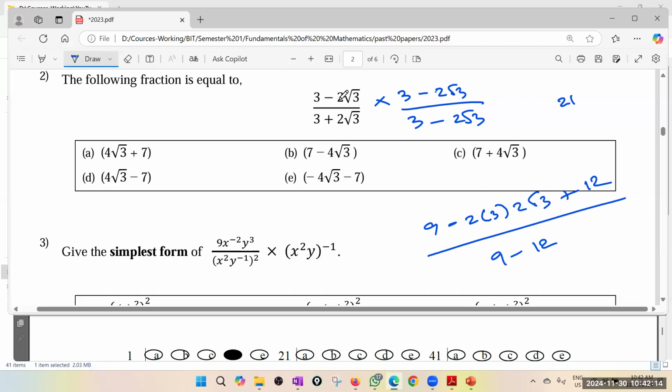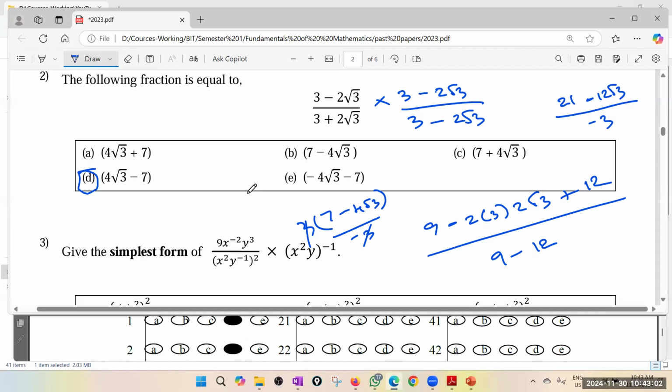2 times 2 times AB. 3 into 2 is 6, 6 into 2 is 12, 12 root 3. Right? Minus 12 root 3 divided by 9 minus 12 is minus 3. I can take 3 out. Then 7 minus 4 root 3. 7 minus 4 root 3, I take 3 out. That is 3 out divided by minus 3. That is 4 root 3 minus 7. Right? 4 root 3 minus 7. D is the answer. No other one is the answer. Okay, so the answer is D. Second one answer is D. Yes, answer is D. Third one.